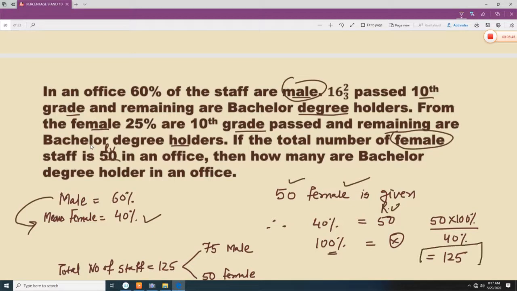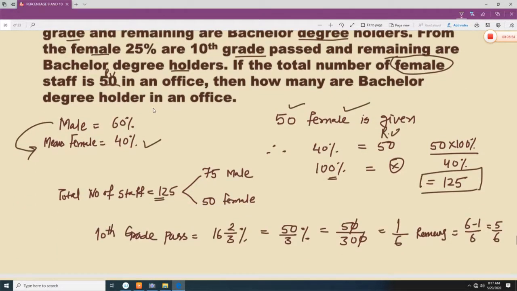Then 125, male and female, is the total number of staff in the office. Now we can bifurcate the 60% of 125: that is 75 male, and the remaining 50 will be female. Now out of this, the 10th grade pass percentage is already given.